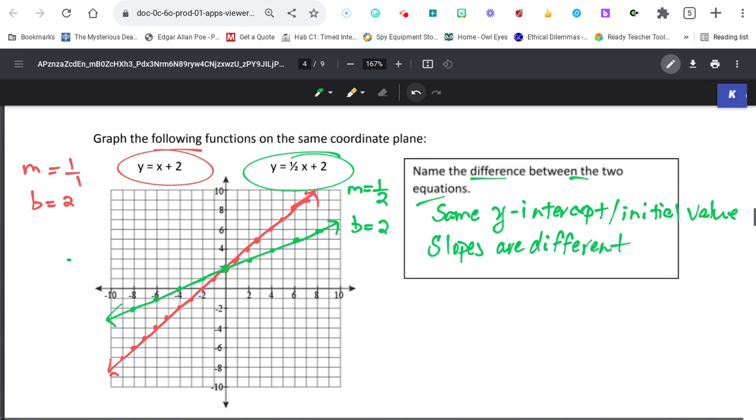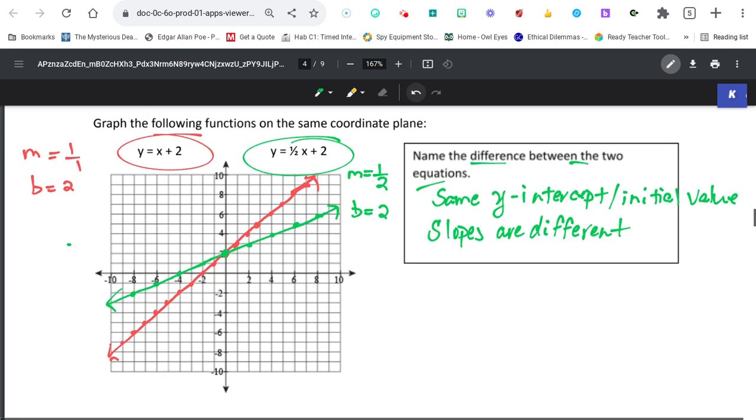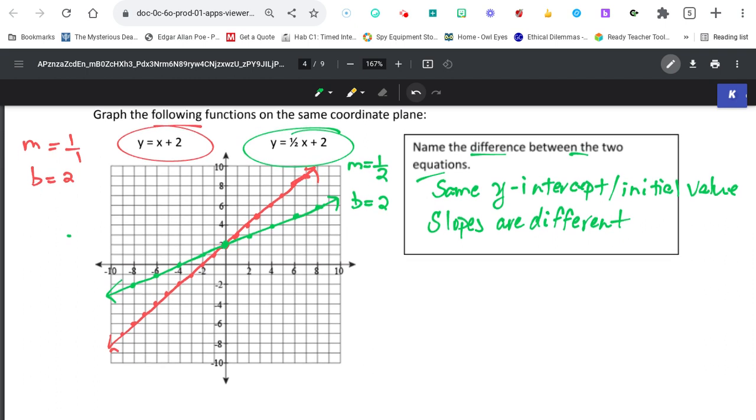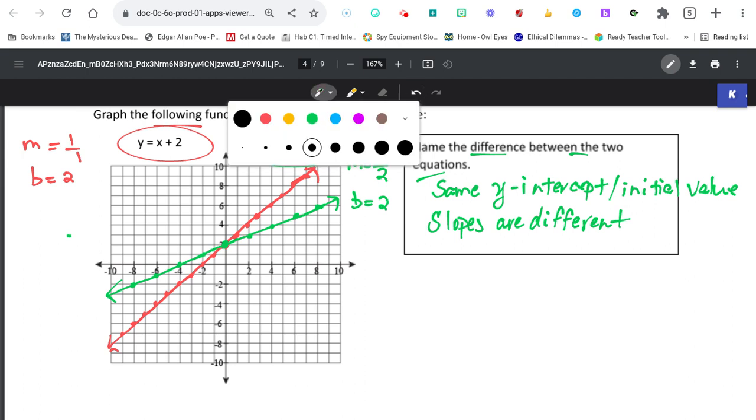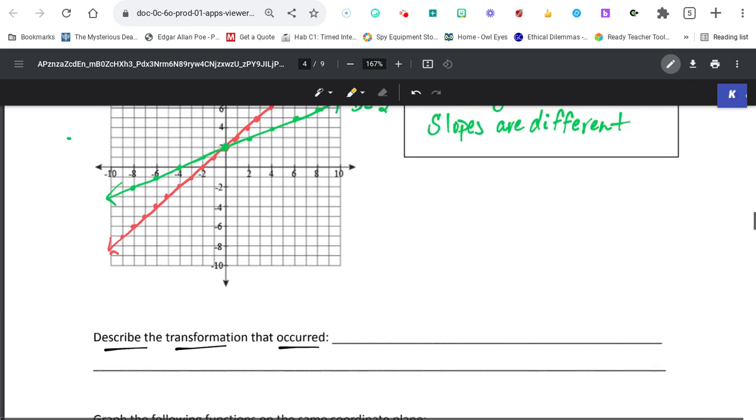And this would have been nice to show on the smart board, because with Smart Notebook, you can rotate figures or lines. And this is an actual rotation, guys, but it's hard to show this on here. So it's going to ask you to describe the transformation that occurred. This is a rotation of a line.